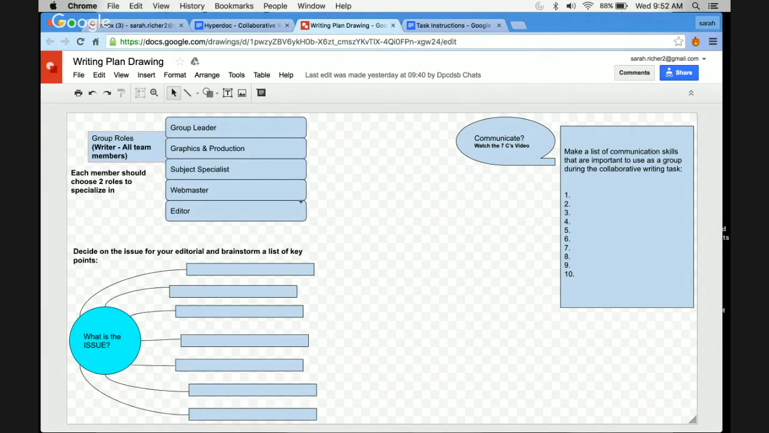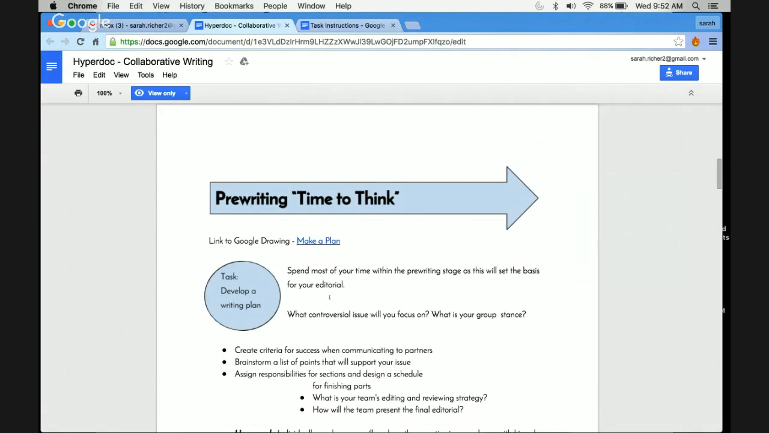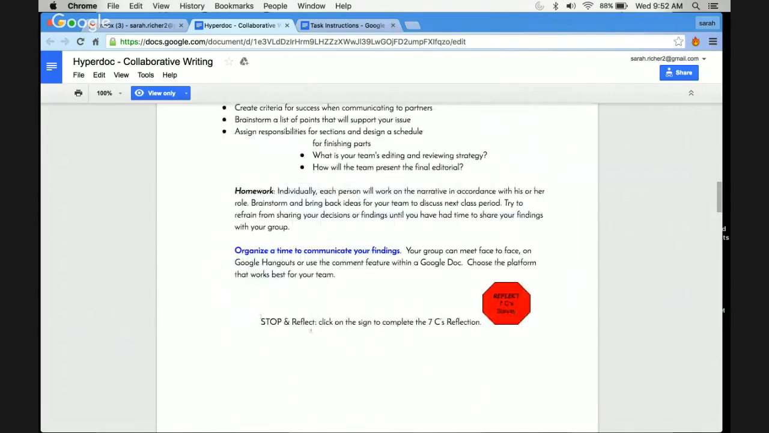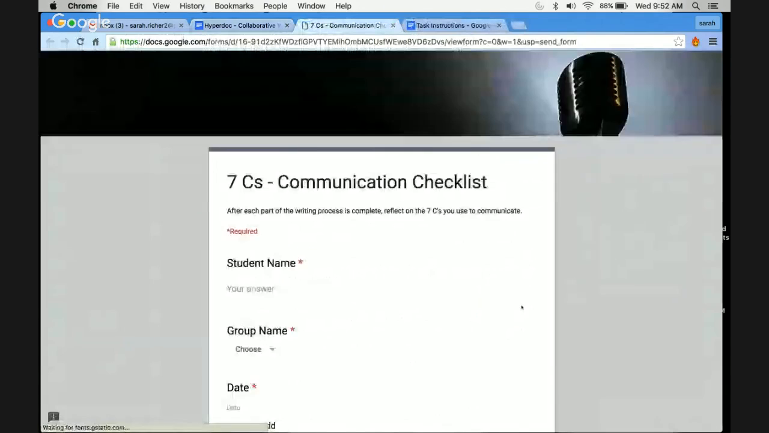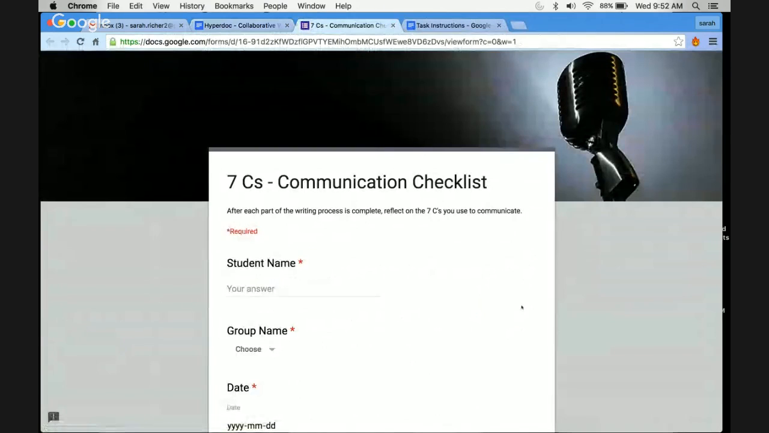So really remembering that we're connecting the idea of collaborating, but also consistently reminding them that they need to communicate. So seeing here the importance that you're actually facilitating that idea of how they're learning how to communicate together. And as they work through this, at the end of each stage, you'll see a stop and reflect. When we click on this little button here, it brings you to a Google Form.